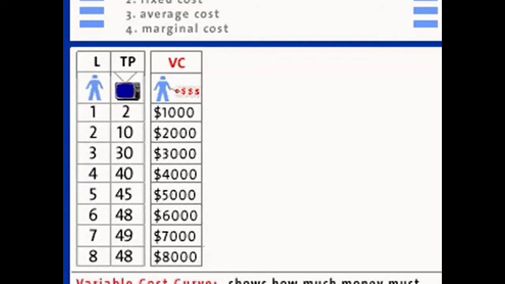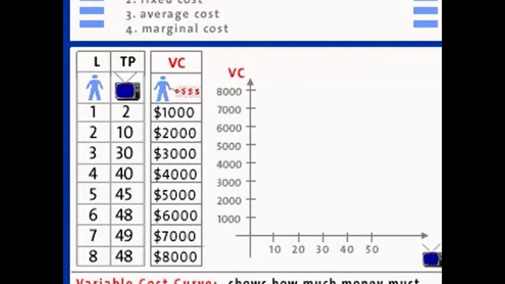On the horizontal axis, I'm going to measure the number of television sets that we're producing in our factory. On the vertical axis, I'm going to be measuring dollars, the amount of money we're spending to hire the labor to produce those television sets. So we'll use the numbers from over there, put them in the graph, and come up with a variable cost curve. Ask the question, how much does it cost us to produce 2 television sets?